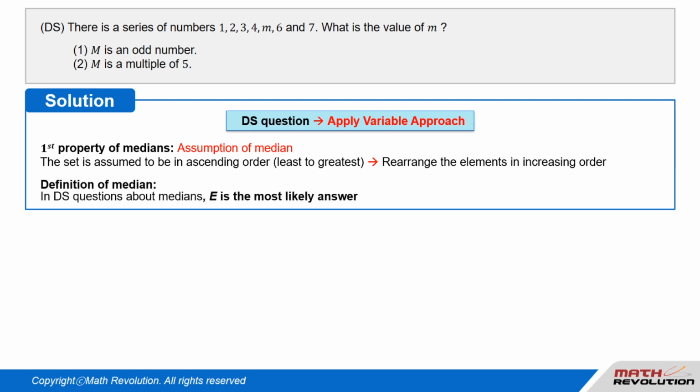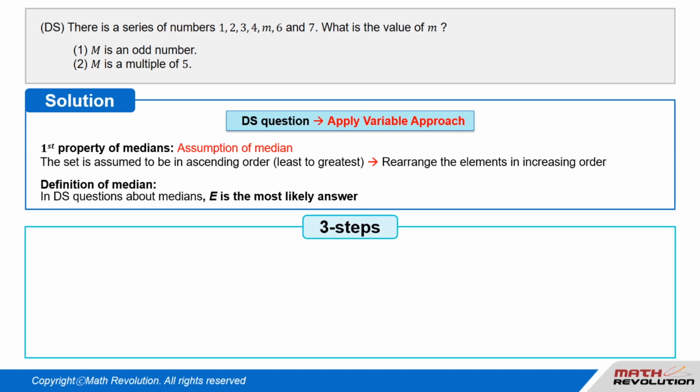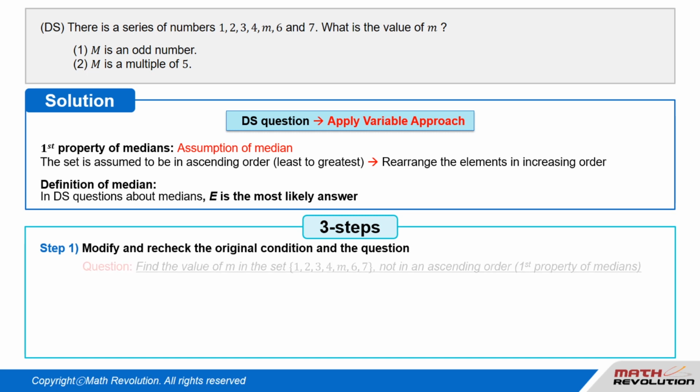Definition of median. As stated previously, in DS questions about medians, E is the most likely answer. Let's apply the 3 steps suggested previously. Follow the first step of the variable approach by modifying and rechecking the original condition and the question. We are asked about the value of m in the set 1, 2, 3, 4, m, 6, 7, which is not in ascending order by the first property of medians.